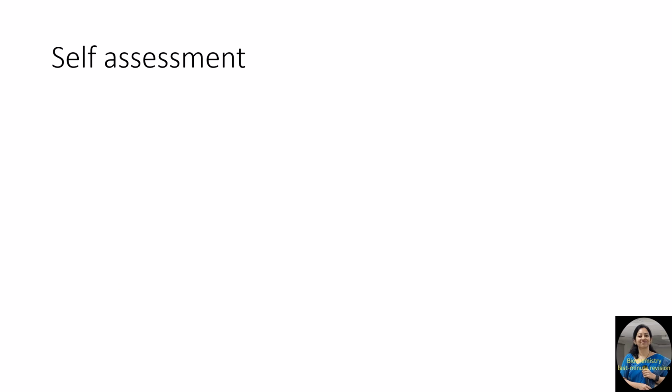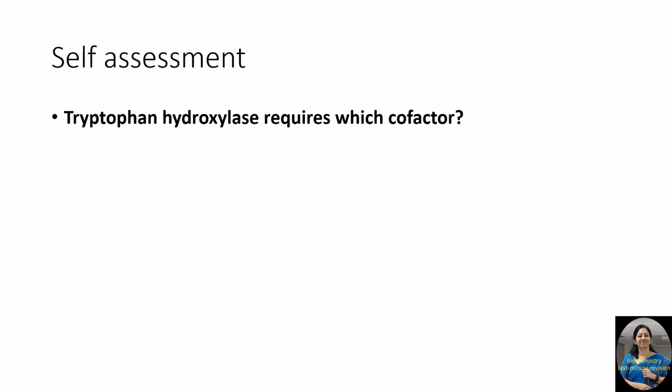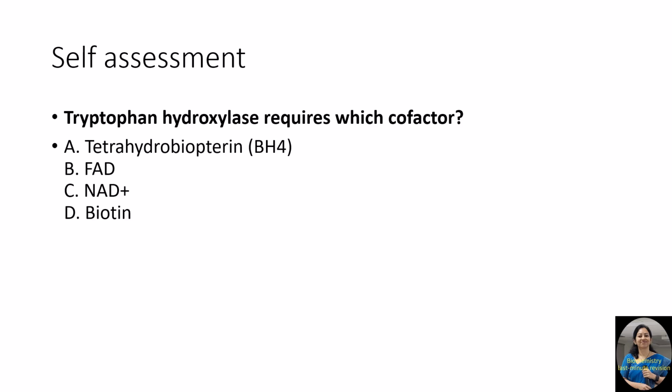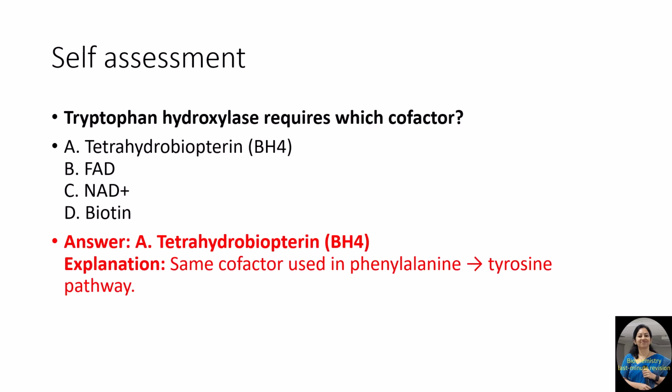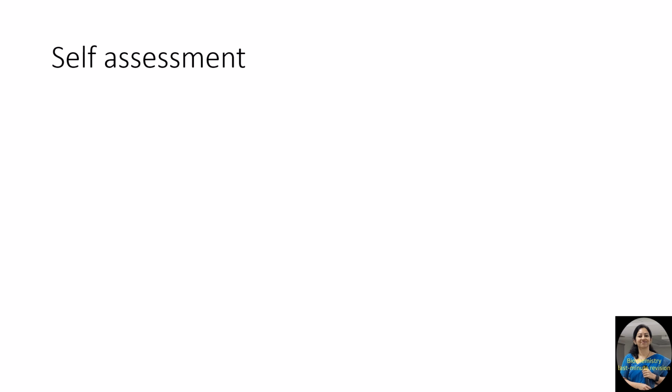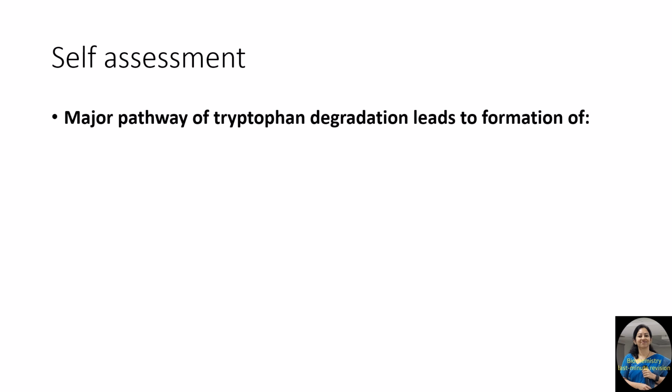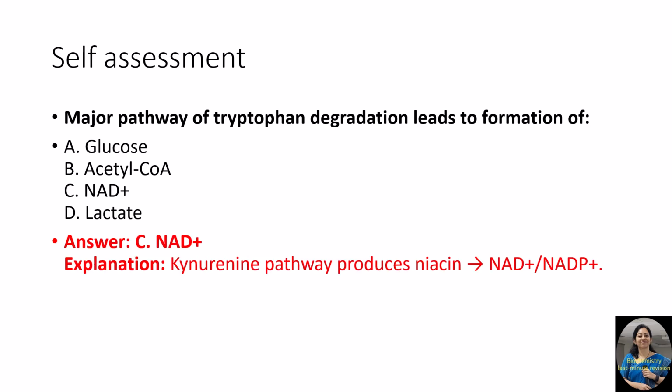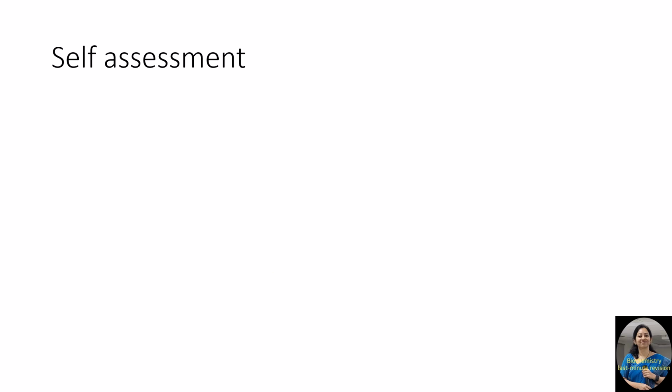So the next question, tryptophan hydroxylase requires which cofactor? Tetrahydrobiopterin, FAD, NAD, biotin. Answer is tetrahydrobiopterin, the same cofactor that is used to convert phenylalanine to tyrosine. Check out this pathway in the previous video. Next question, the major pathway of tryptophan degradation leads to formation of glucose, acetyl-CoA, NAD, lactate, and the answer is NAD. The kynurenine pathway produces NAD, and the active form of niacin.